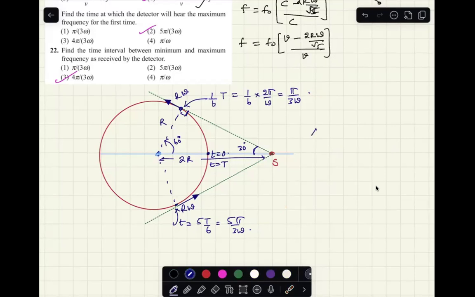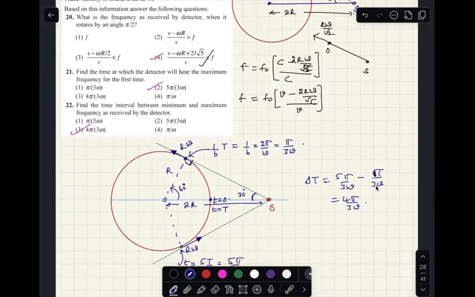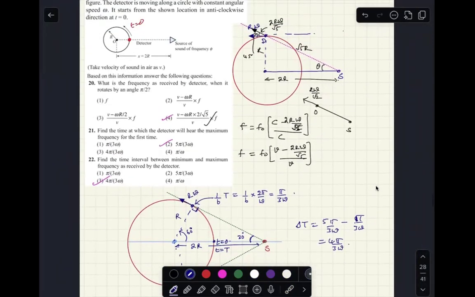So what is the interval delta T? 5 pi by 3 omega minus pi by 3 omega, which is 4 pi by 3 omega. That is the interval. My boys and girls, any doubt? Answer me immediately. Any doubt? Right now, please answer me immediately. Aditya, any doubt?